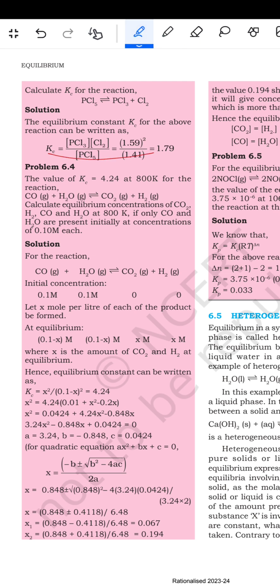The next question is that the value of Kc is equal to 4.24 at 800 Kelvin for the reaction CO + H2O giving CO2 + H2. Calculate the equilibrium concentrations of CO2, H2, CO and H2O at 800 Kelvin if only CO and H2O are present initially at a concentration of 0.10 molar each. So CO, H2O, CO2, H2 are 0.1 molar, 0.1 molar, 0 and 0.